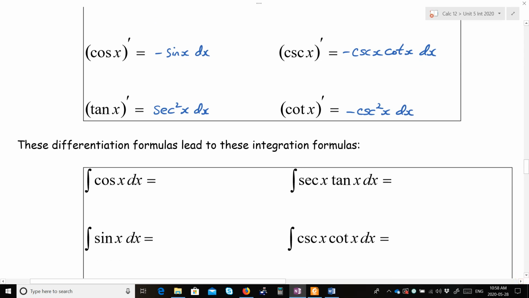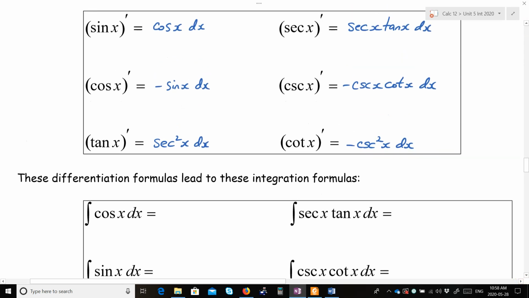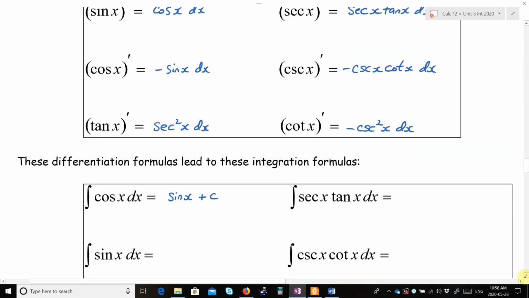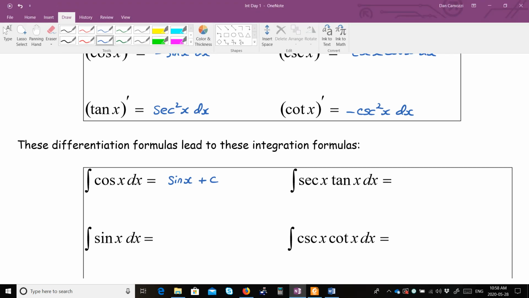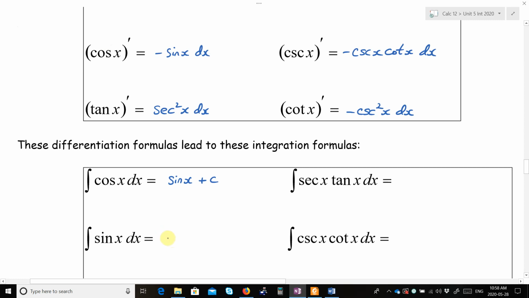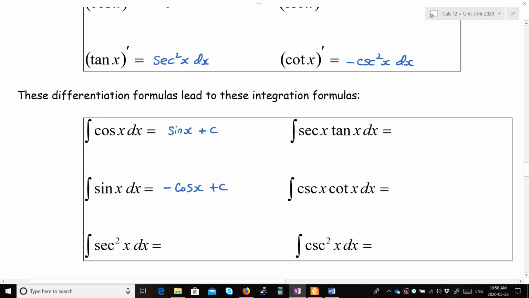So the integral of cos x, you can see up above there, is sine x plus c. The integral of sine x, see, notice that we've got this negative sine x. You have to just kind of take the negative over that way and go. The integral of sine x then is negative cos x plus c. The integral of secant squared x would get us back to tan x plus c.